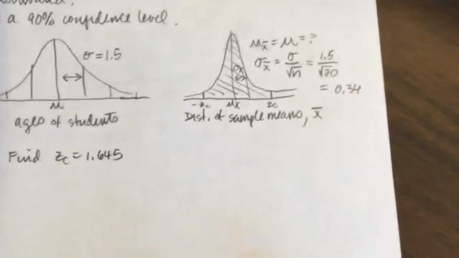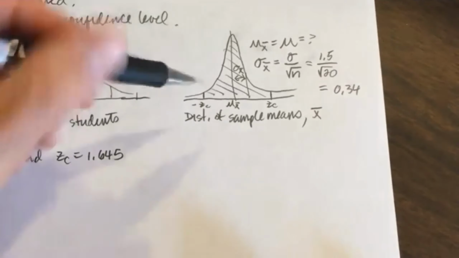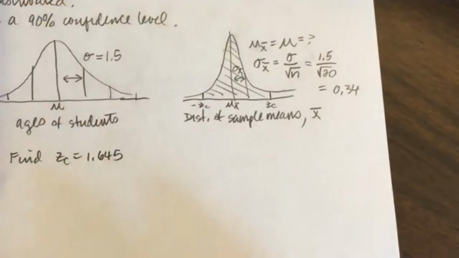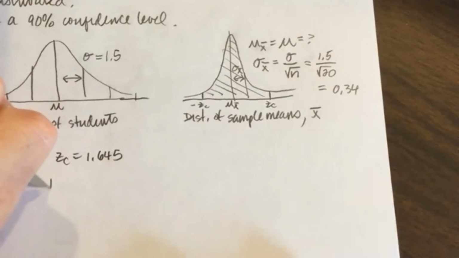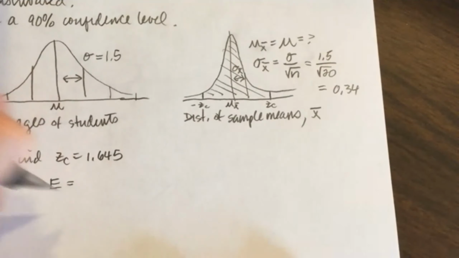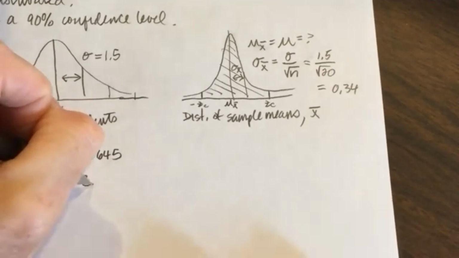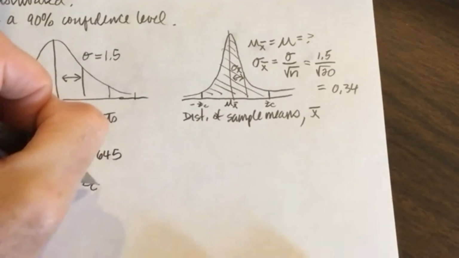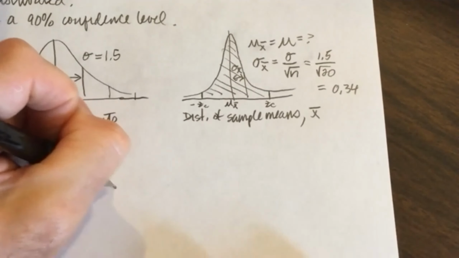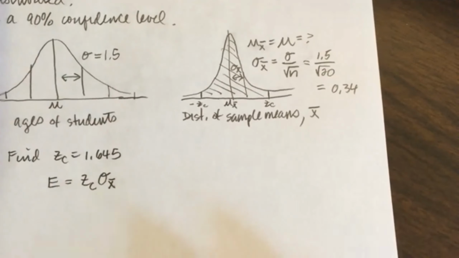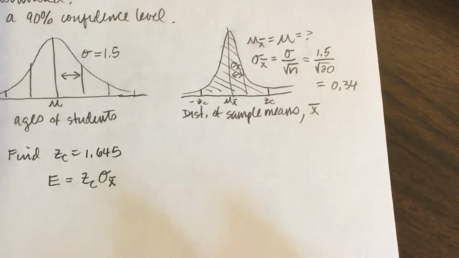The next step is to say, how far over would I be? So what I want to do is calculate my margin of error, and my margin of error is plus or minus 1.645 standard deviations away, or Z sub C times sigma over root n, right? We call this the standard error of the mean.